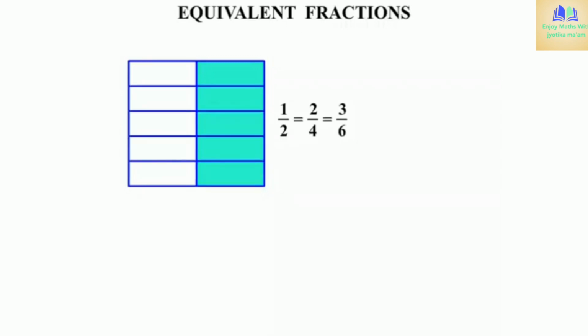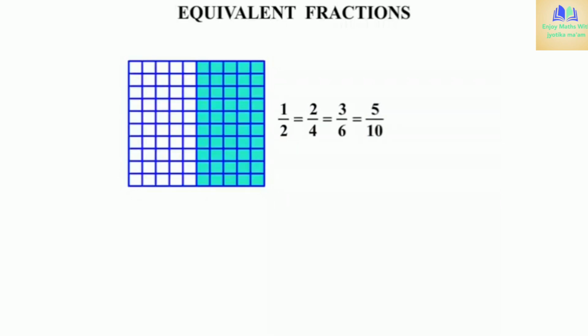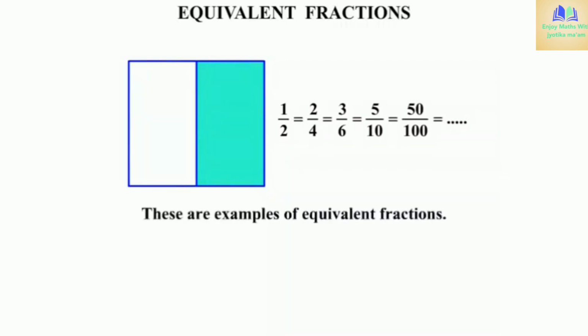If we break it up into 10 pieces, 5 are shaded. So it equals 5/10 as well. Now we could continue on this way. We could break it up into 100 pieces, and if you would count them, you would find that 50 are shaded. So 50 hundredths, and we could continue on that way. So these are all examples of equivalent fractions.